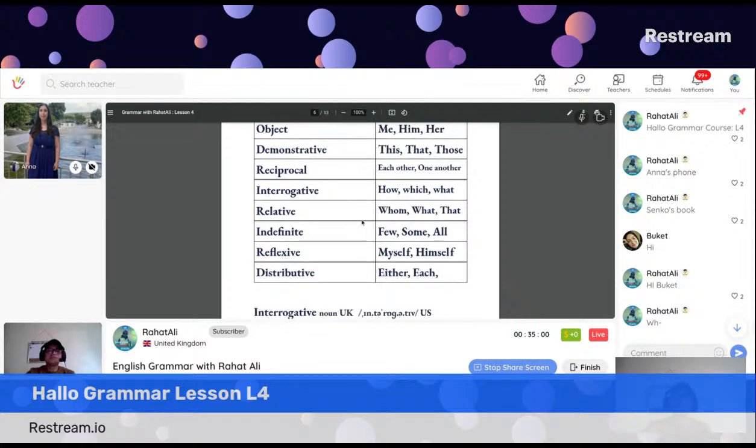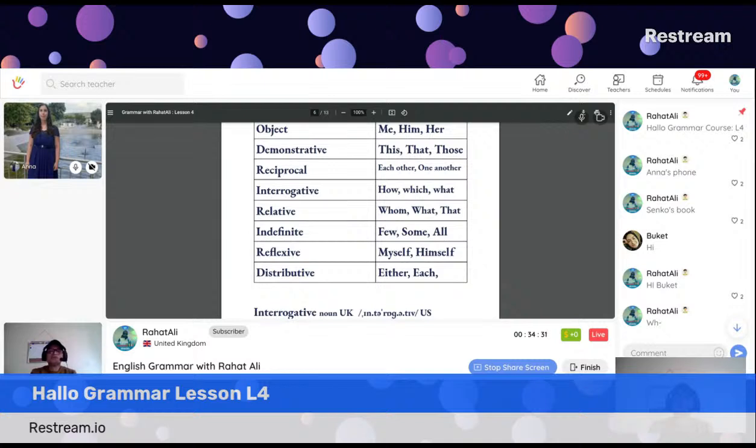Okay, so the next one is indefinite pronouns. Like, I've got a few things. You know the meaning of indefinite: when you don't know exactly what you have got. You can say, I'm going to buy some few things from the shop or from the supermarket. We don't know what the things are. That is indefinite. It is not clear. It is not defined.